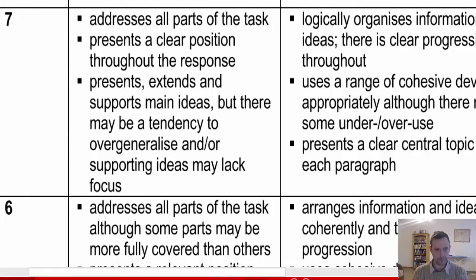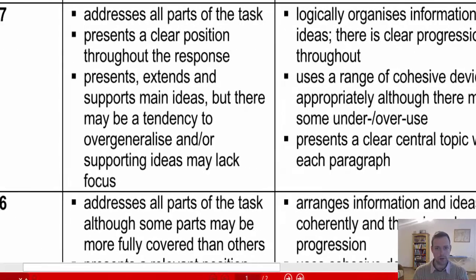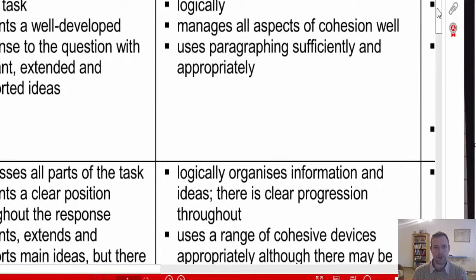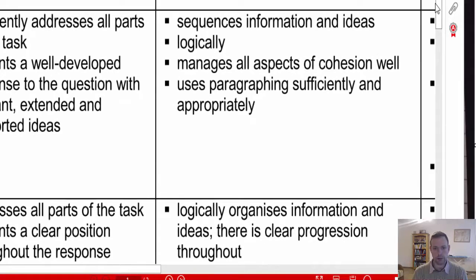If we come to coherence and cohesion, for the 7 here: logically organizes information, yes. Clear progression throughout, yes. Uses a range of cohesive devices, yes. Presents a clear central topic, yeah. Manages all aspects of cohesion well. No, perhaps not the division of the paragraph into key points.